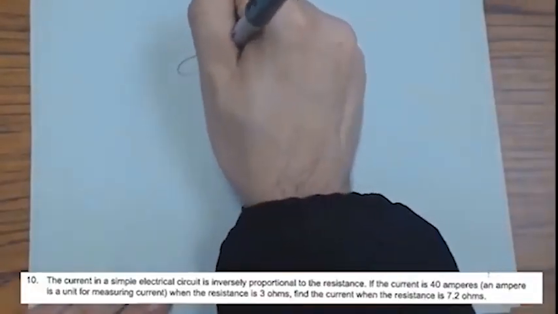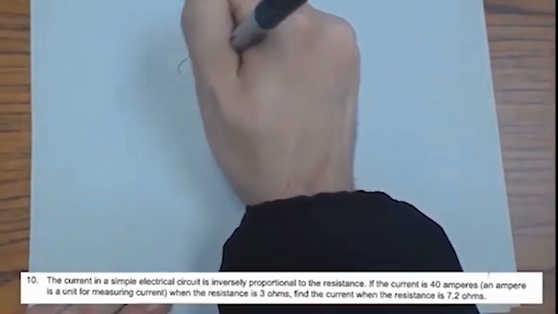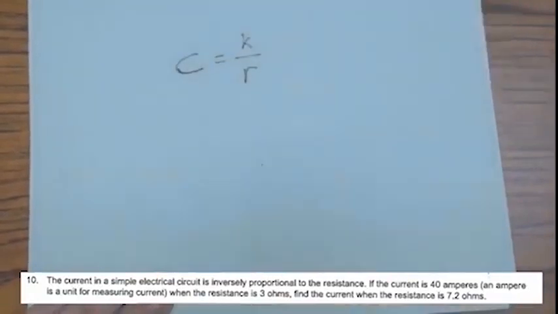The current in a simple electrical circuit is inversely proportional to the resistance. So the current is inversely proportional to the resistance. C is inversely proportional to R.